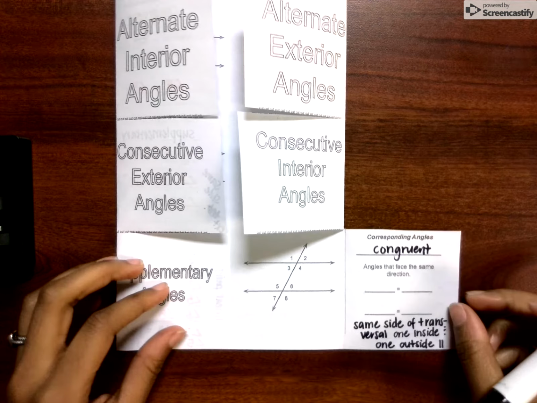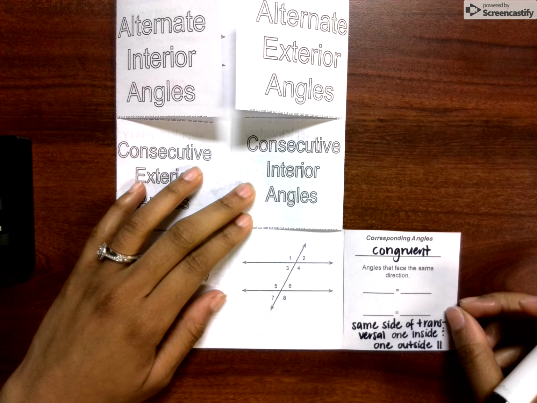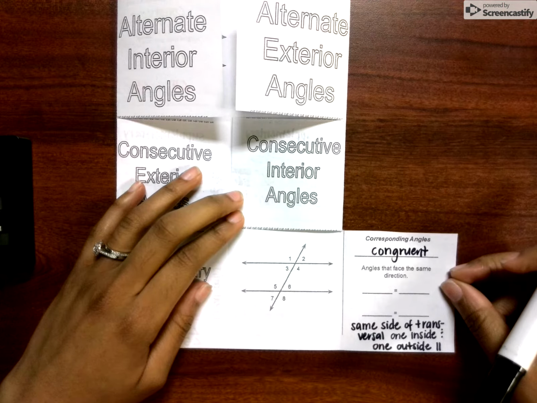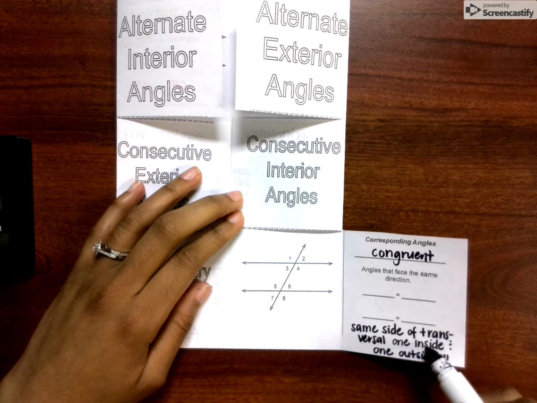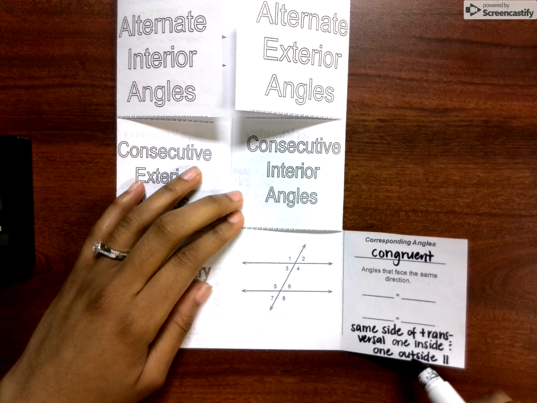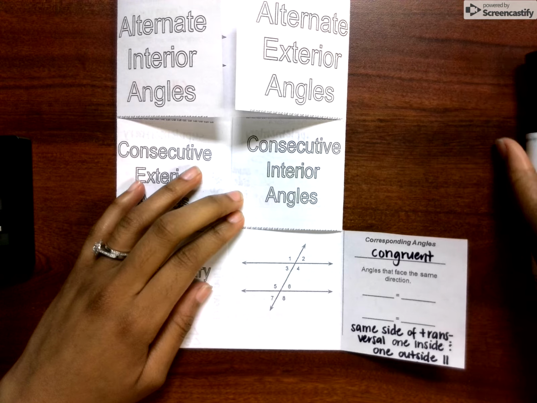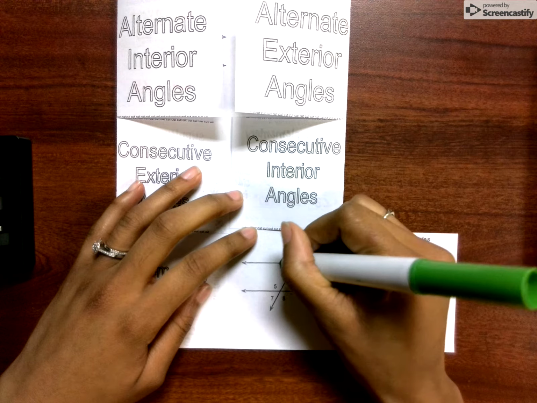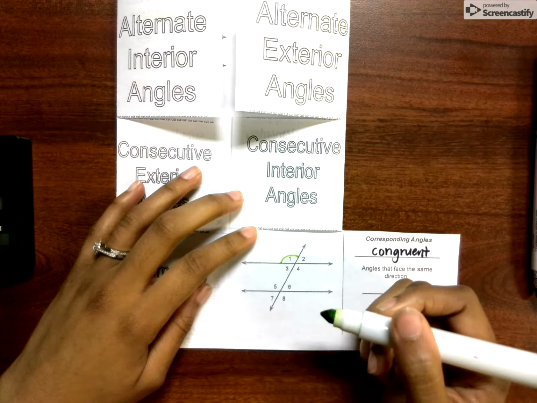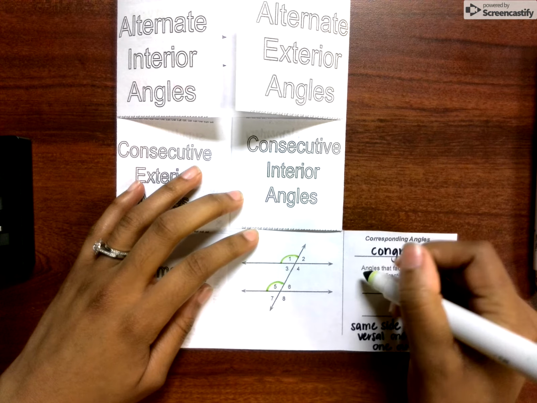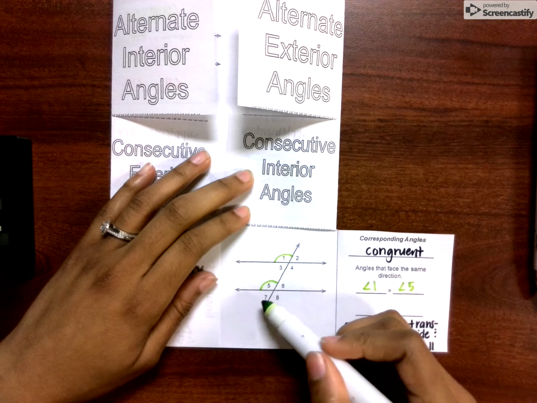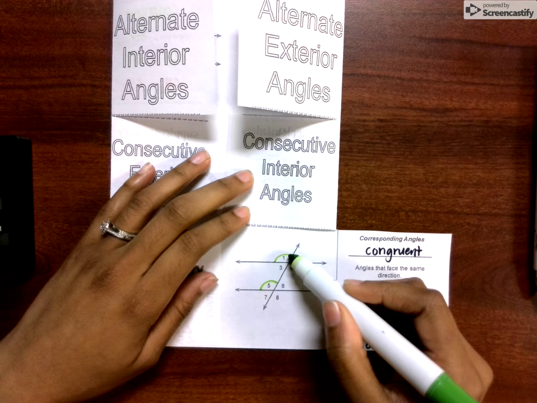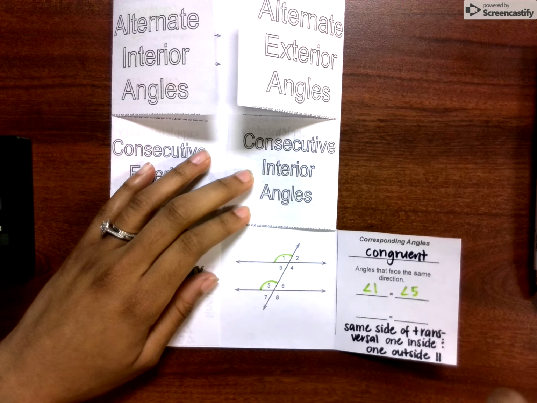All right, corresponding angles are considered congruent. And one tip that you can use in identifying corresponding angles, they're going to lie on the same side of the transversal, except one of the angles is going to be inside the parallel lines and one is going to lie outside. So let's take a look at a few examples. We have angle 1 is going to be on the same side as angle 5. So these two are congruent to each other. Notice they're on the same side of the transversal. One is on the outside exterior and one is on the interior inside the parallel lines.